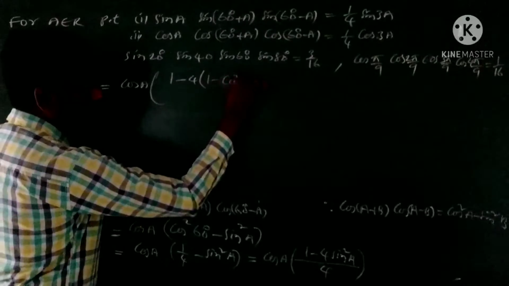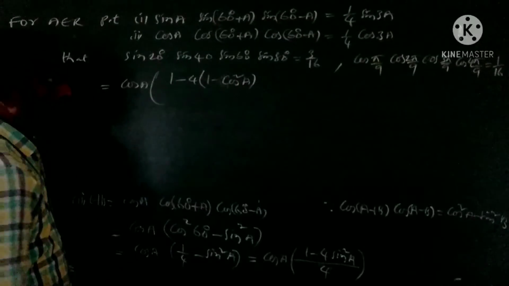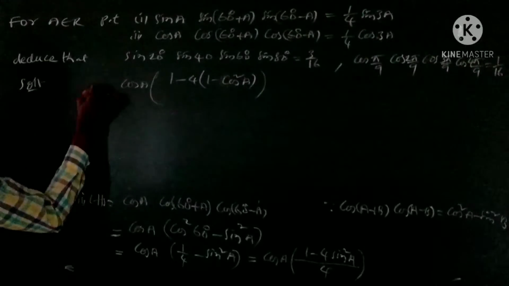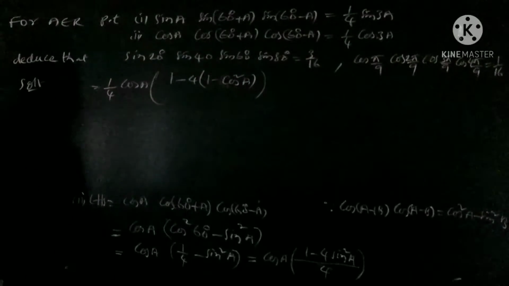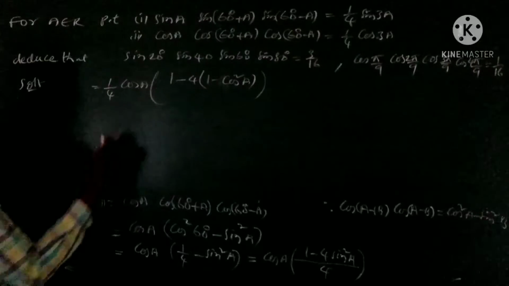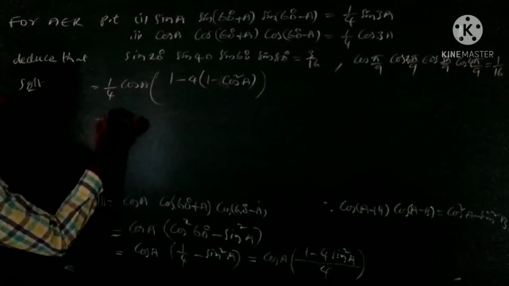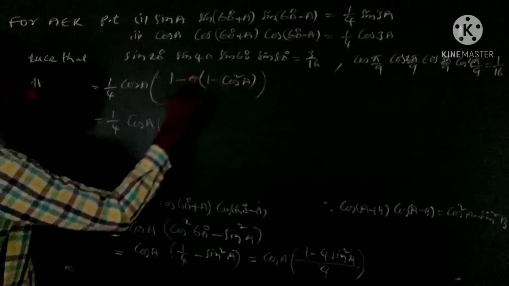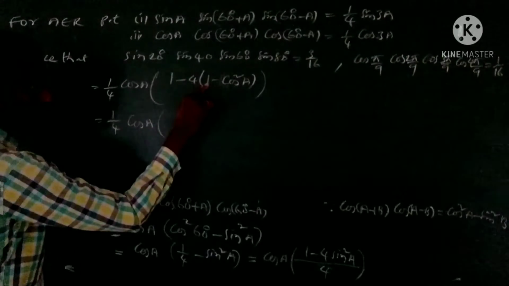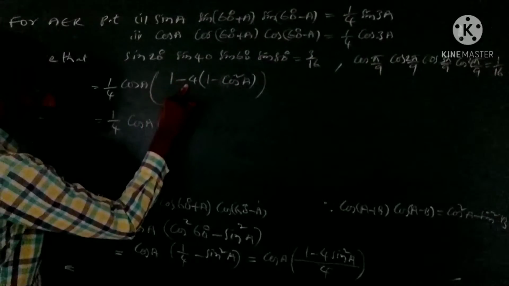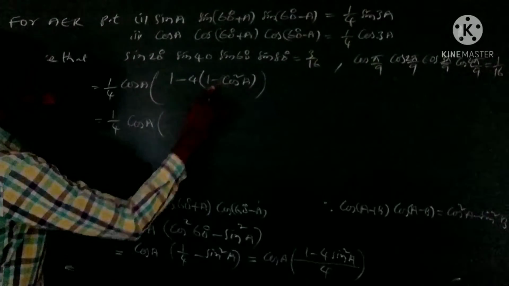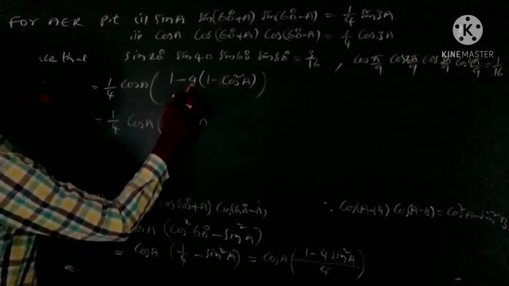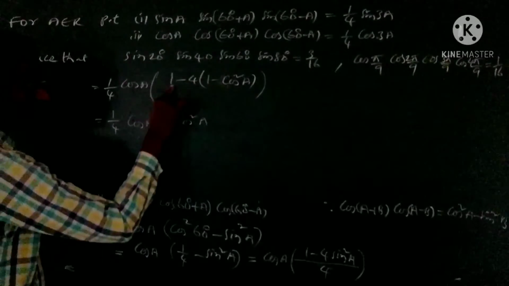So 1 minus 4 times (1 minus cos square A), by 4. This I am going to write as 1 by 4 of cos A into. Now for the next simplification, multiplying inside, it is a minus 4, it is a plus 1, which becomes a minus 3. I am going to write the cos function first: cos square A 4 times, then after it a minus 3.